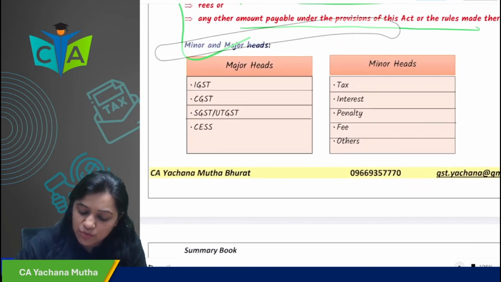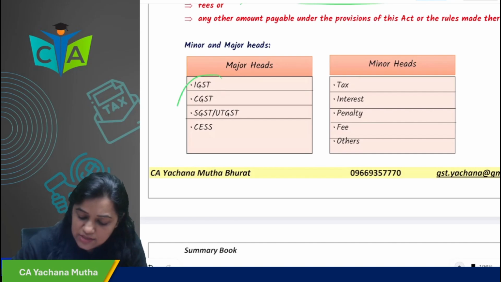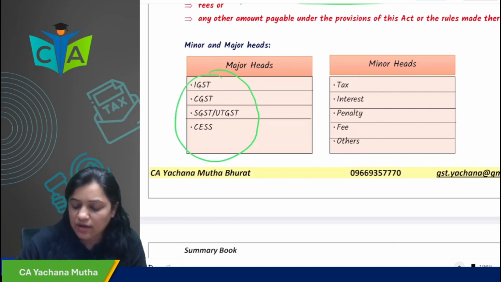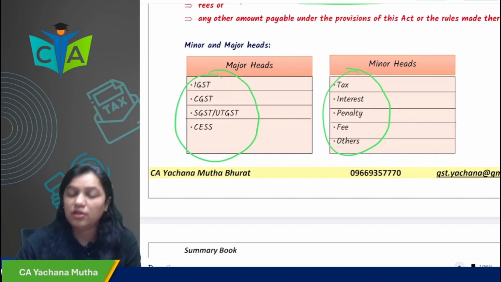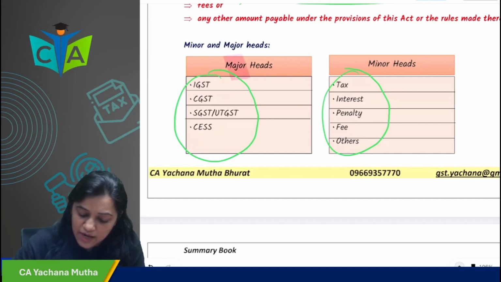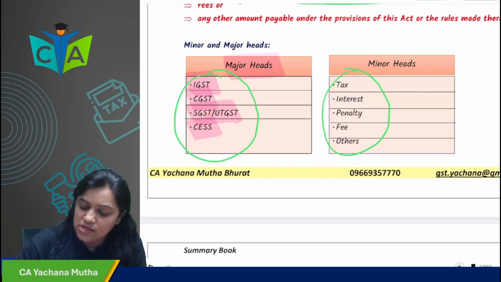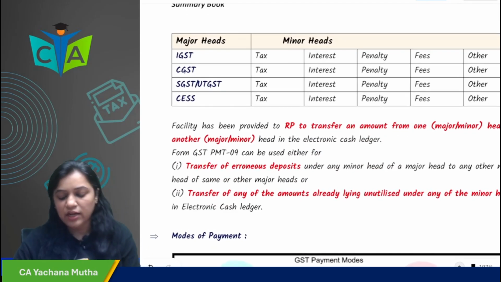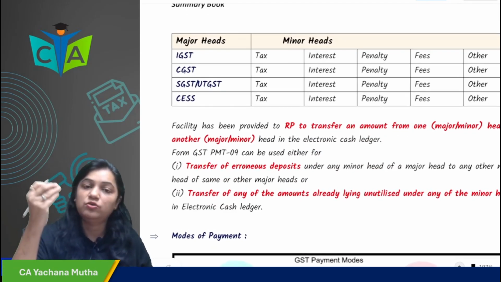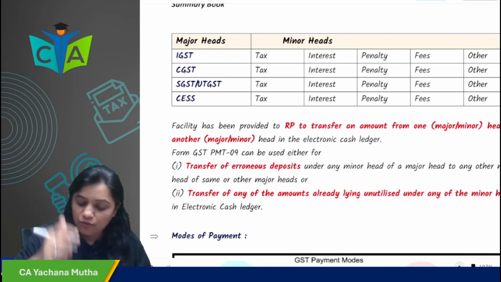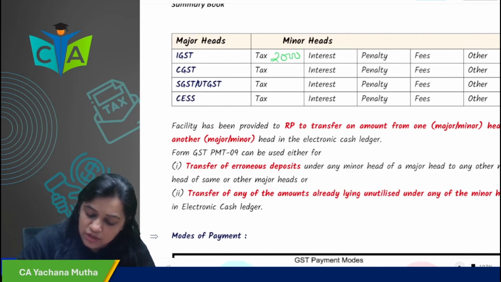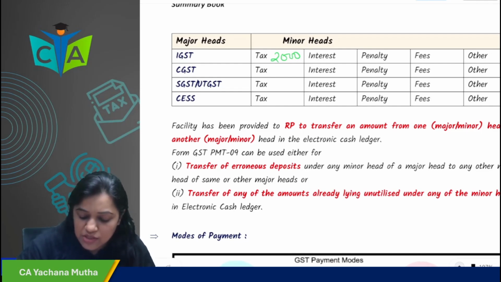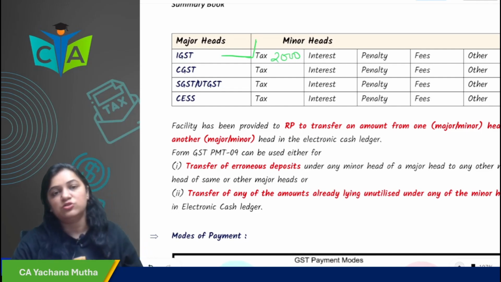Now what are the major heads, and what are the minor heads? The major heads are IGST, CGST, SGST, UTGST and cess, and the minor heads are tax, interest, penalty, fees or any other amount. Now whatever amount is kept in any minor head of a major head can be used for that head only. For example, if 2000 is kept in the minor head tax of major head IGST, then this amount of 2000 can be used for making payment of tax of IGST only.